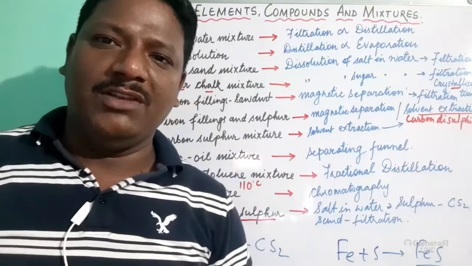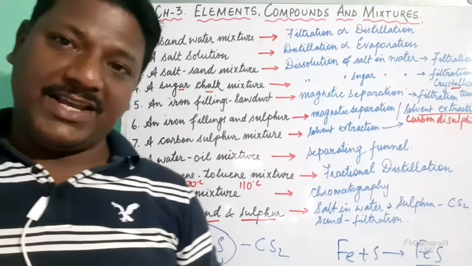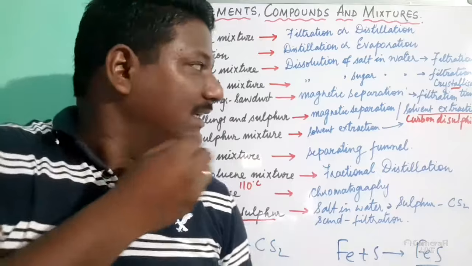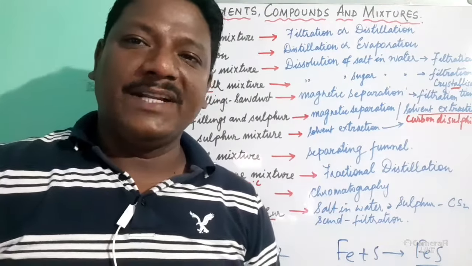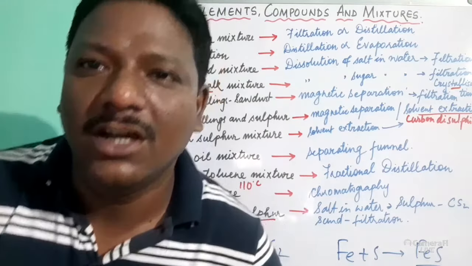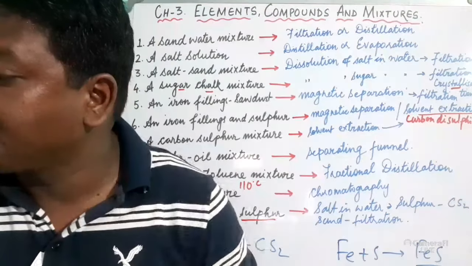Another method is solvent extraction. Here which solvent do we use? We use carbon disulfide. Carbon disulfide will dissolve the sulfur, and afterward the sulfur can be obtained by the crystallization process. Very good. Alright, so some of you already know the answer.